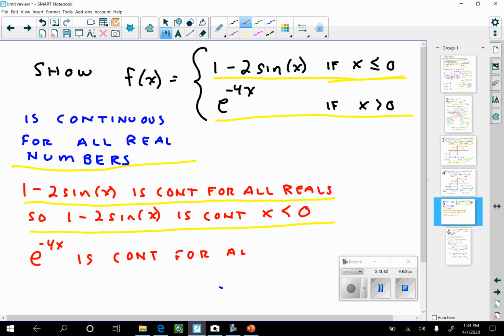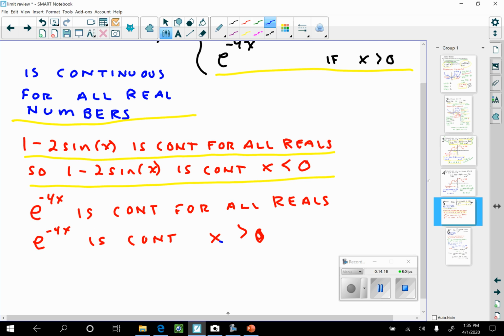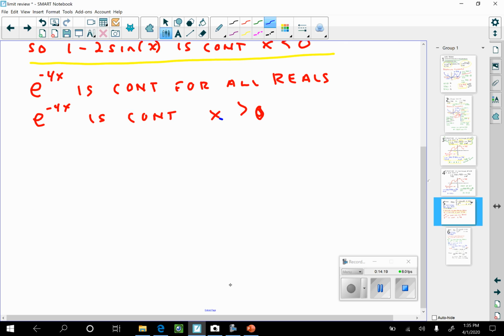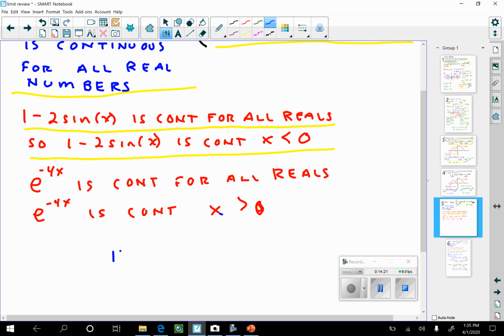If that's the case, then e to the -4x is continuous when x is greater than 0. So my only concern is what happens at x equals 0. Let me go down here. So my question is this: is f of x continuous at x equals 0?